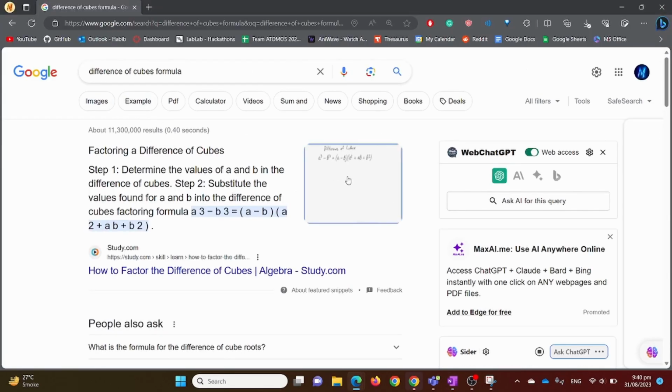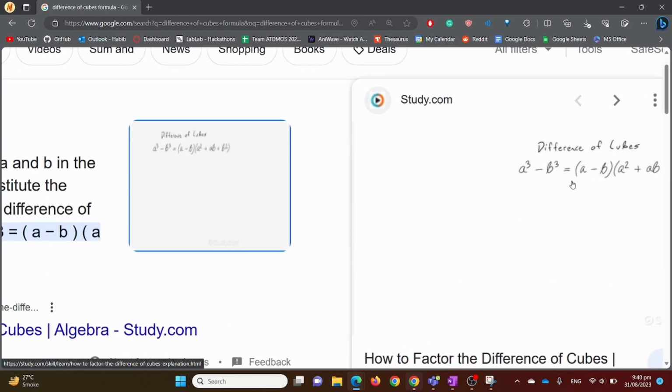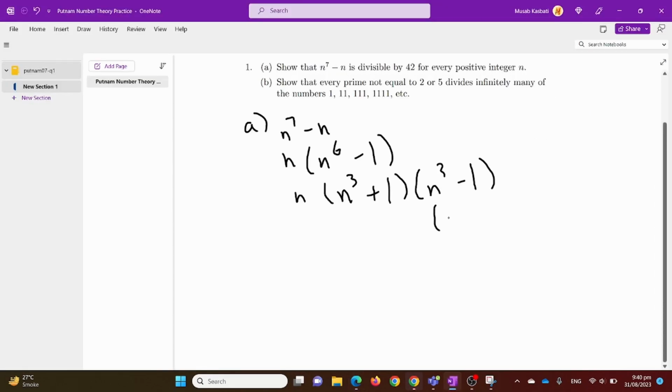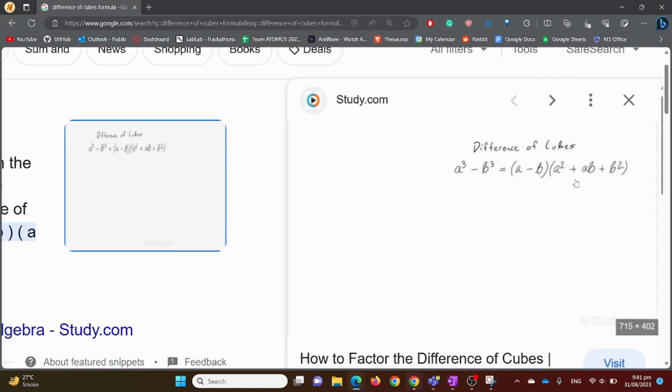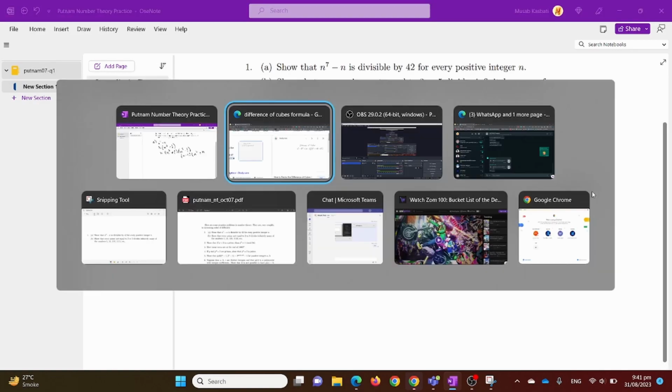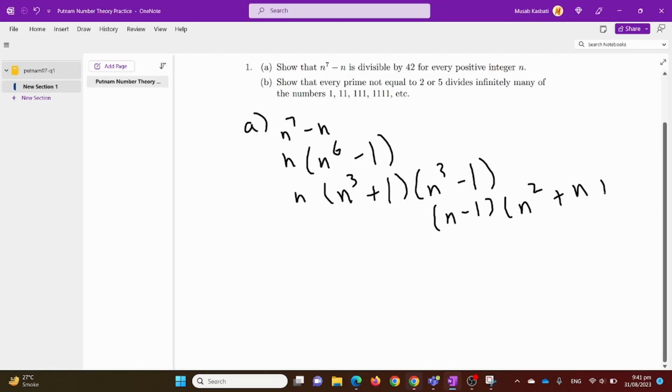The formula goes that if it's a cubed minus b cubed, then it's (a minus b), so that'd be n minus 1, multiplied by (a squared plus ab plus b squared). So that's n squared plus n, and then plus 1.